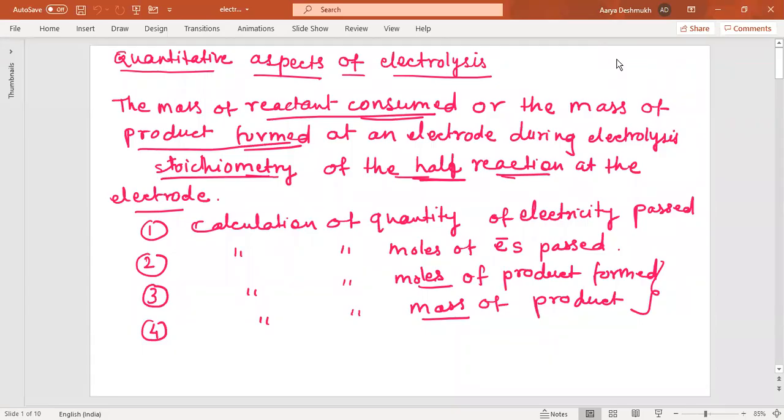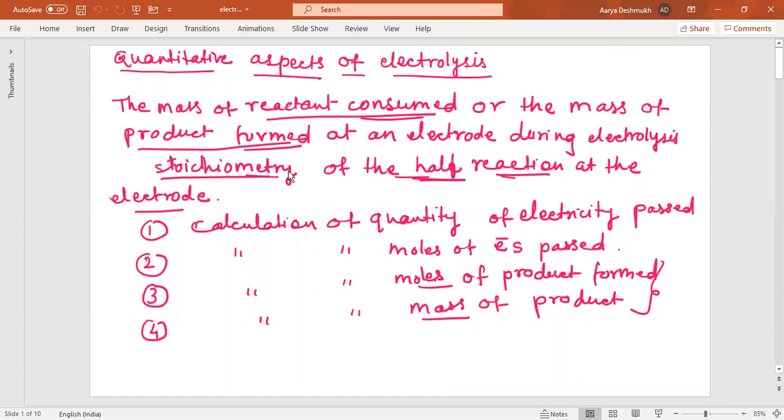Hello students, let us start with the quantitative aspects of electrolysis. The mass of reactant consumed or the mass of product formed at an electrode during electrolysis can be calculated by knowing the stoichiometry of the half reaction at the electrode.